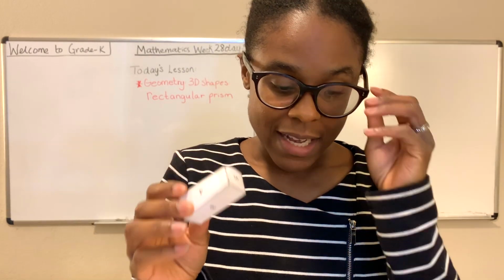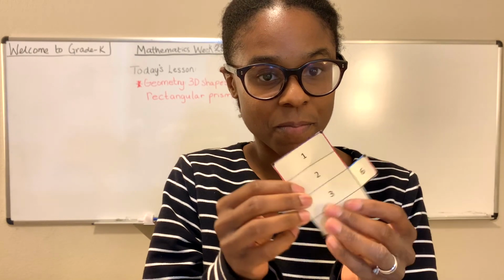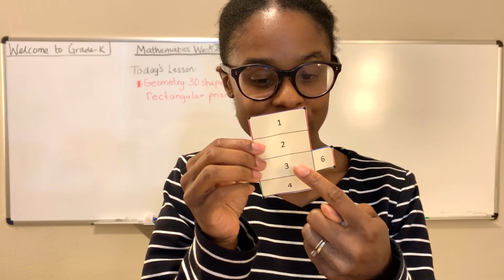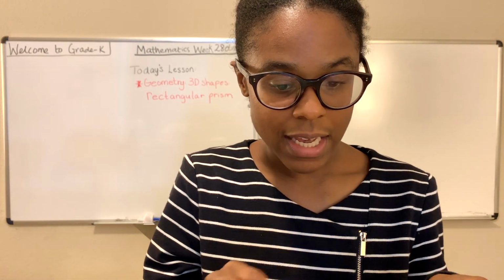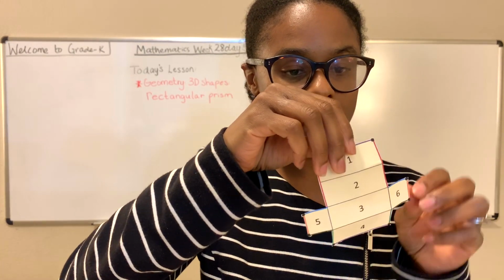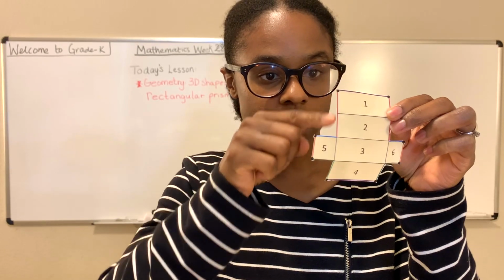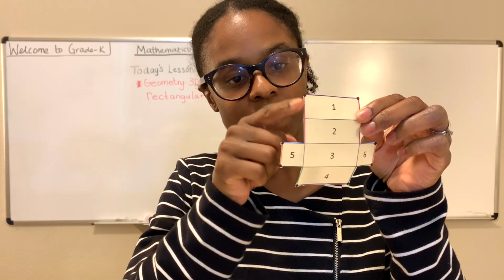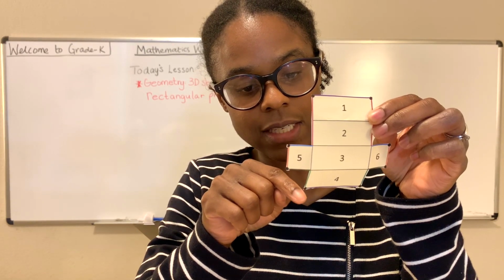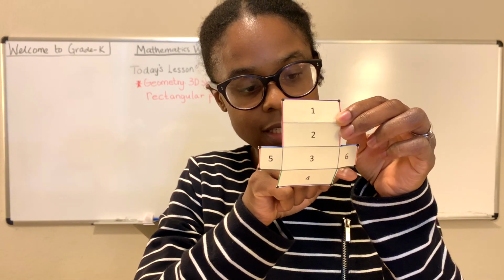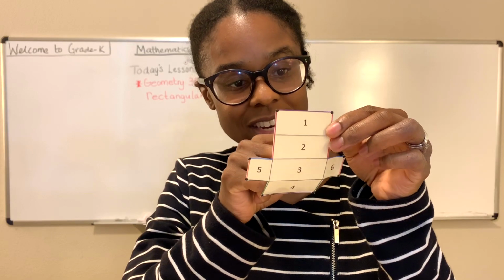The rectangular prism has 6 faces. 1, 2, 3, 4, 5, 6. So it has 6 faces. It has 12 edges. You can count the edges just by counting the edges. 1, 2, 3, 4, 5, 6, 7, 8, 9, 10, 11, and 12.